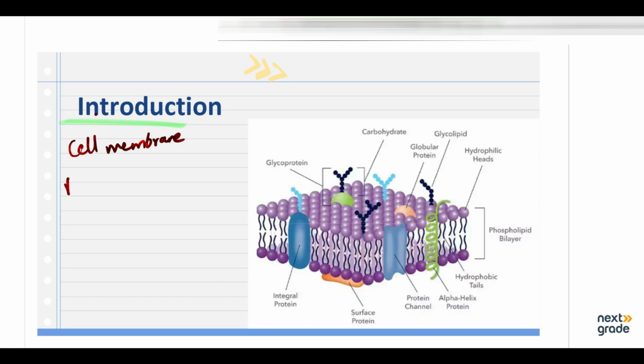However, in plant cells, they are further covered by a cell wall.